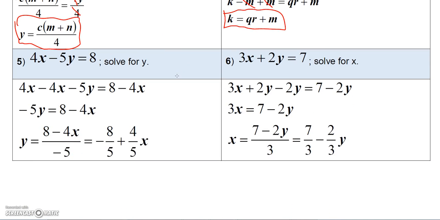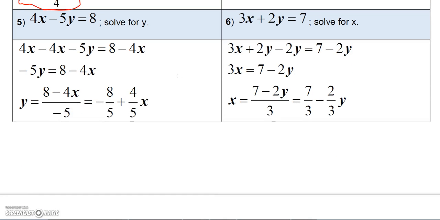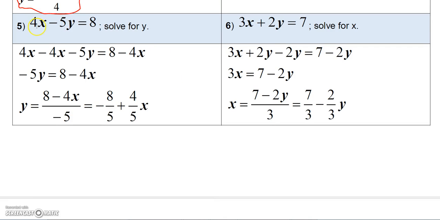Okay, now the next one, this will come in handy when you're working with lines. Here we have 4x minus 5y equals 8, and we want to solve for y. So what I'm going to do first is get rid of this 4x so I can get the minus 5y by itself. So I'm going to subtract 4x on the left. That means I have to take away 4x on the right. When I subtract 4x on the left, the 4x's cancel, and I get minus 5y all by itself. On the right-hand side, I have 8 minus 4x.